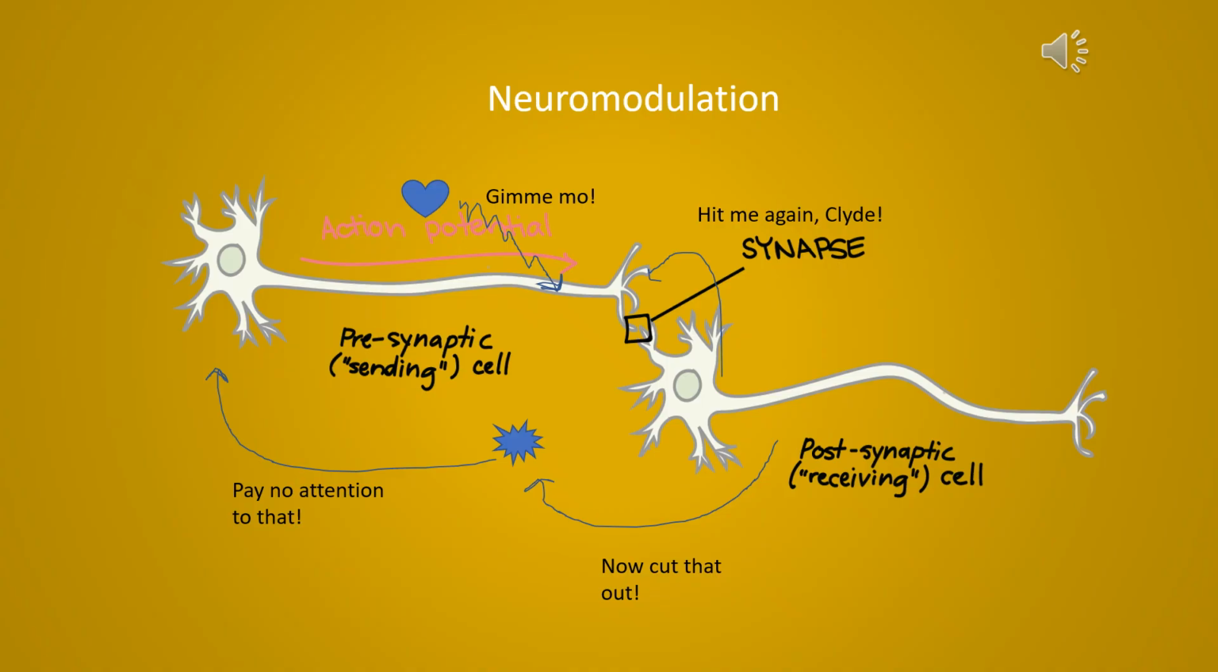So whatever it is you're doing to stimulate me or to inhibit me, I'm sending back my feedback telling you to cut it out, or I'm telling you don't pay any attention to what the other cells are saying and listen to me. So this is neuromodulation, communication going from the postsynaptic back to the presynaptic cell.